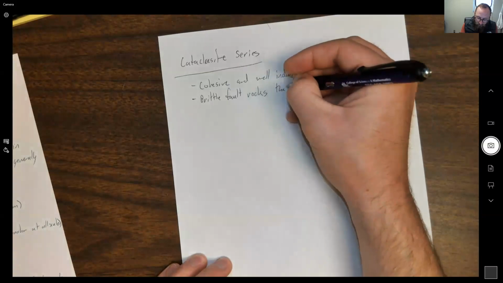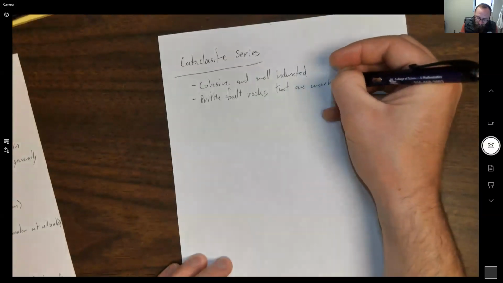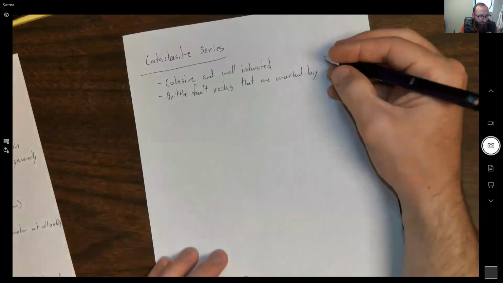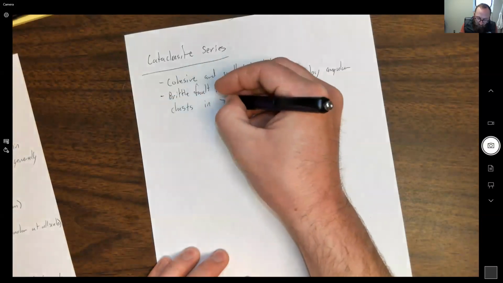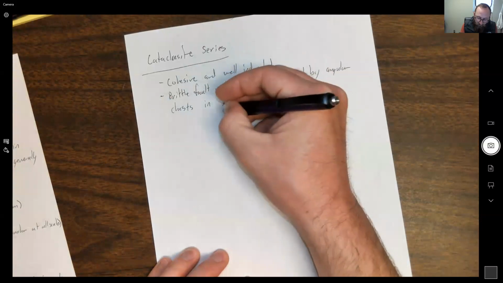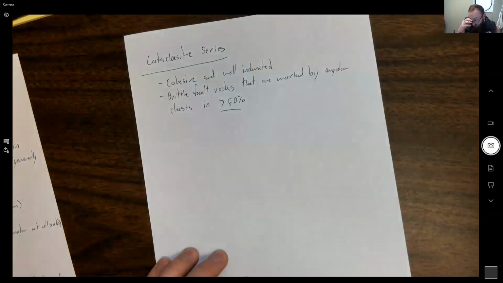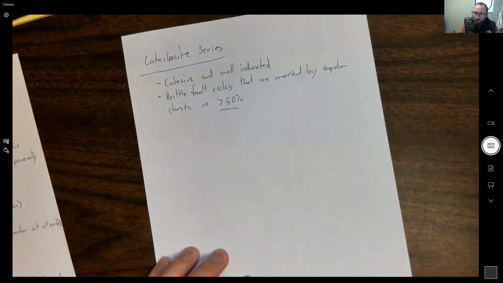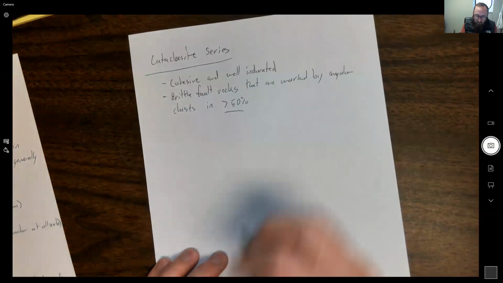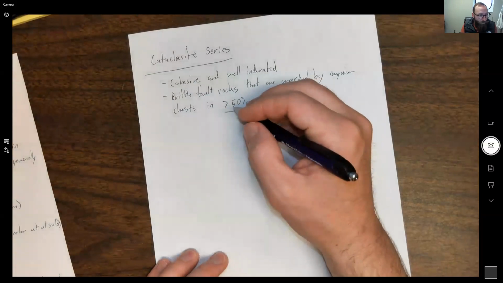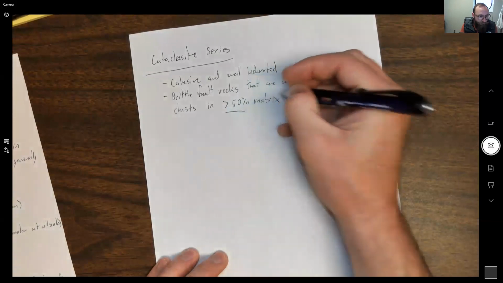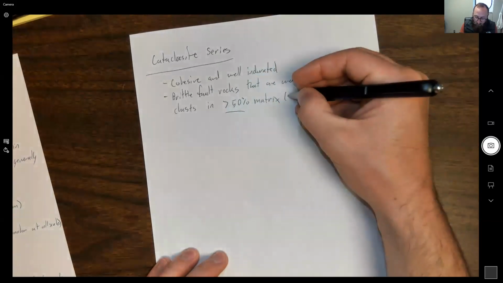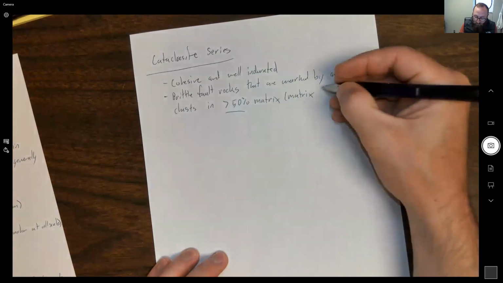They are marked by angular clasts in greater than 50% matrix. And here's one important way that they differ from our Breccia series rocks: how much more matrix there is. So 50% matrix or more, and so often these types of fault rocks are matrix supported, not clast supported.